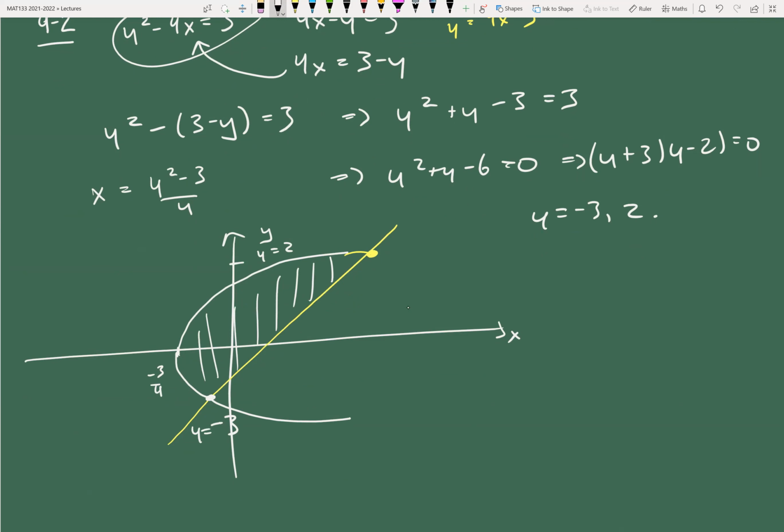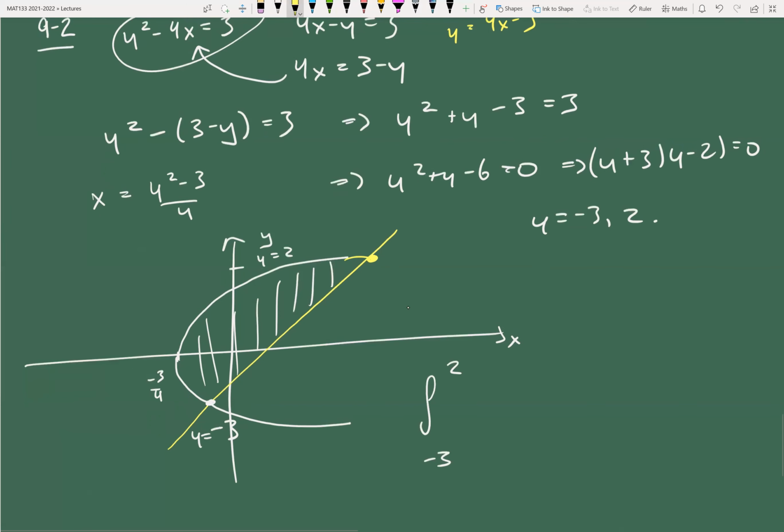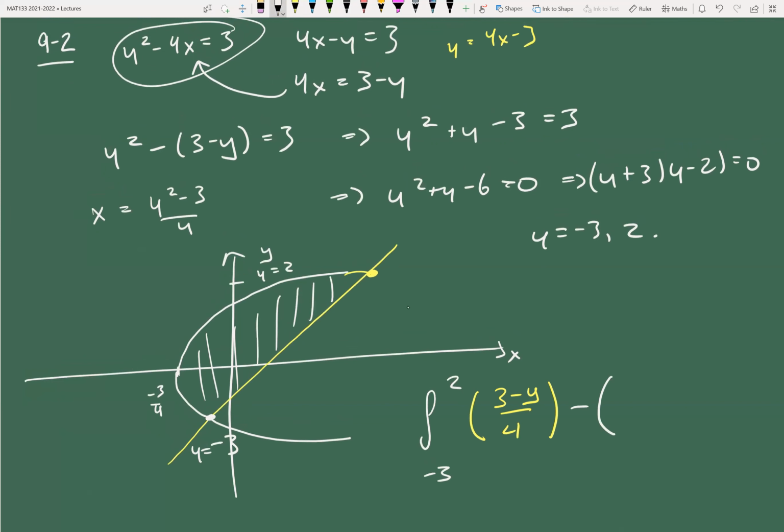I would probably integrate this in the y direction. So we're going to have the integral from negative 3 to 2 of the yellow curve. If I write this in terms of x, what am I going to get? So I'm going to get 3 minus y over 4. My y's and my 4's look the same. Minus the bottom curve, which written as a function of x is going to be, what do we say, y squared minus 3 divided by 4, dy, and then work out that integral, and there's your answer. So does that make sense? That's 9-2a.